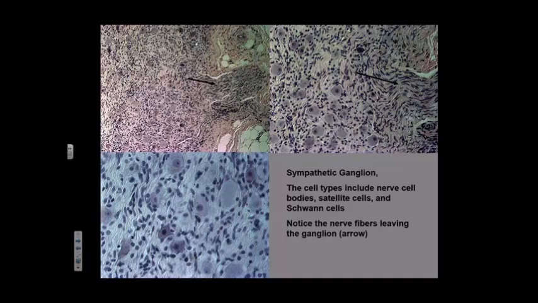So here is a section of a ganglion. All these little dots right here are nerve cell bodies. Here they are in high power. All these other dots are satellite cells, because this is a ganglion. Again, a ganglion is a collection of nerve cell bodies outside the central nervous system. So these satellite cells are really what? Astrocytes and microglia in the ganglion. That's really what they are.